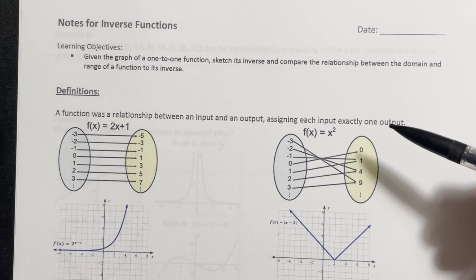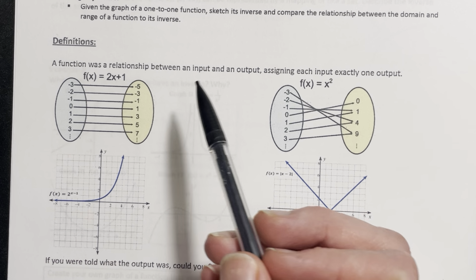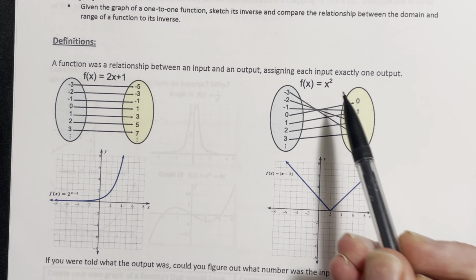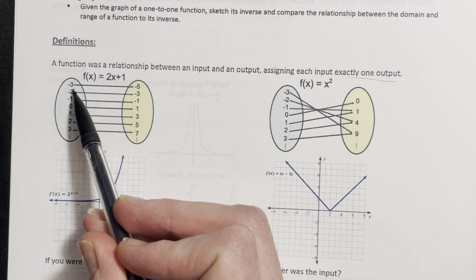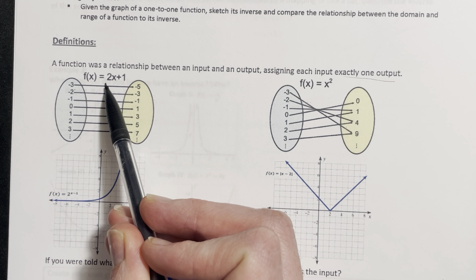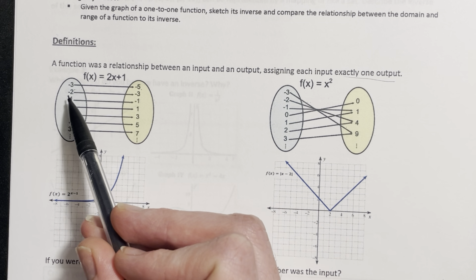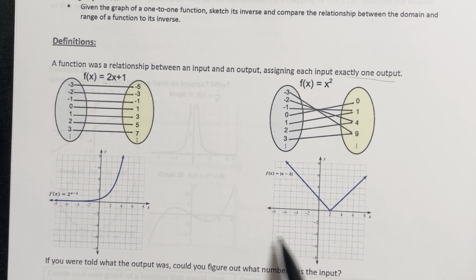In this lesson, we're looking at inverse functions. And so we start just by reminding ourselves what a function is. A function was a relationship between an input and an output, where we assign each input exactly one output. So if I put in a -3 into this first function, 2x plus 1, I will always get out a -5. Every input has exactly one output. That happens in each of these functions. These are all different representations of various functions.